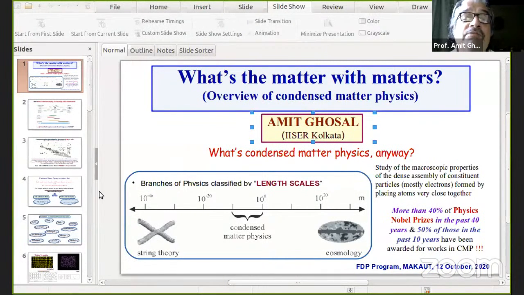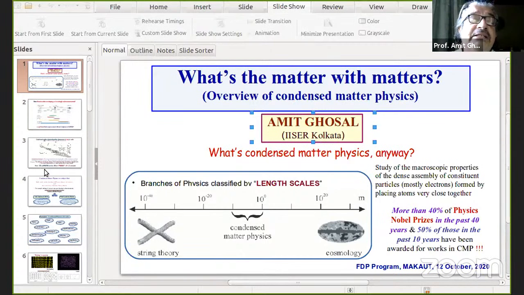And on the left, we can go further and further left. At the extreme left, what we have is what is called string theory, which works at a length scale of 10 power minus 40 meter. That's an extremely small length scale. The constituent particles in this area of physics are called strings, and they interact at distances of 10 power minus 40 to maybe 10 power minus 35 meter. That's a really small length scale.